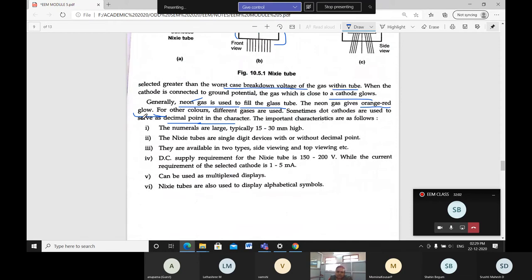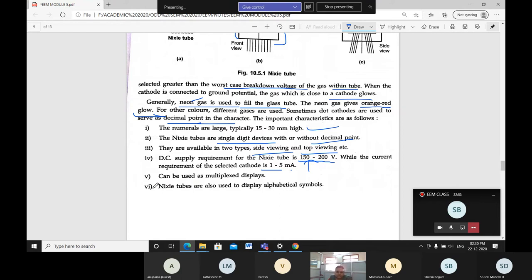Important characteristics of Nixie tubes: the numerals are large, they may be 15 to 30 mm high. Nixie tubes are single digit devices without a decimal point. They are available in two types, side viewing and top viewing. The DC supply requirement for Nixie tubes is a minimum of 150 to 200 volts. Observe the range required to display a character using Nixie tubes. While the current requirement is very low, 1 to 5 milliamps will be enough, and they can be used in multiplexed displays.